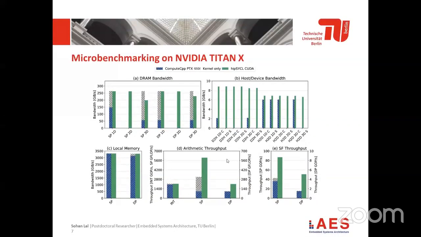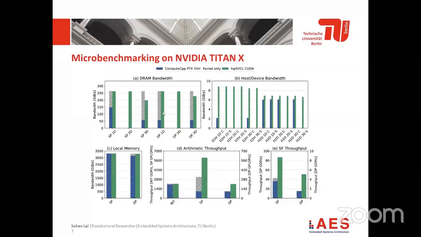We present 5 distinct micro benchmarks designed to quantitatively evaluate various device performance characteristics through the lens of SQL. First, a couple of notes. There are some missing bars. That means some runs did not produce correct results because of the experimental PTX backend in compute CPP. For example, a couple of bars are missing in the host device bandwidth micro benchmark.